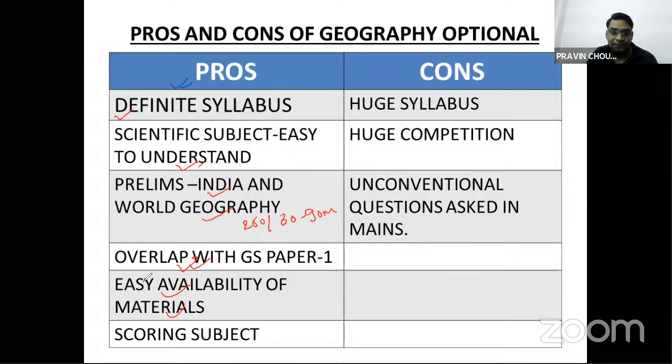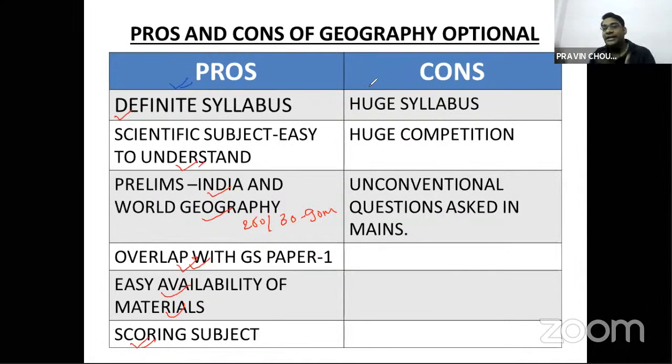And the second important thing is that it is a scoring subject. Obviously, in geography optional, if you understand every concept, you know the structure of the answer, what exactly the question is asking, and you know the pattern of how to write a good answer, then you will get very good marks in your geography optional as compared to other optional subjects. Okay, so this is the positive side of your optional subject.